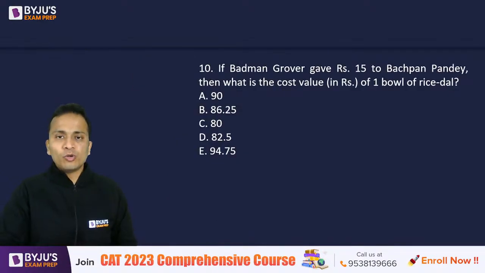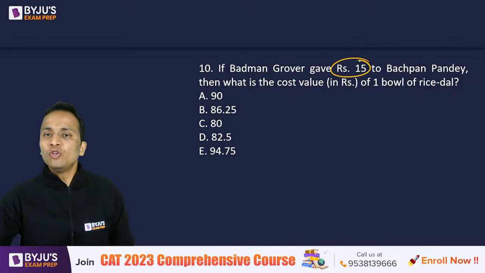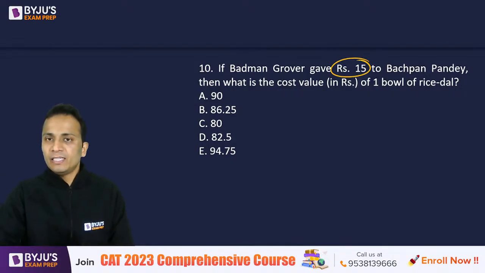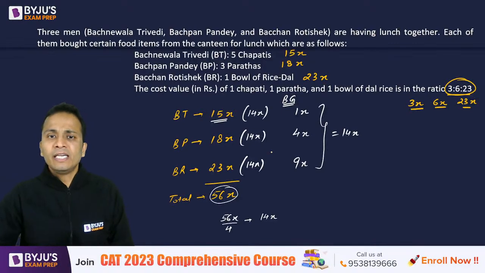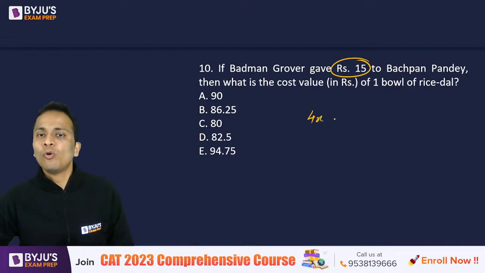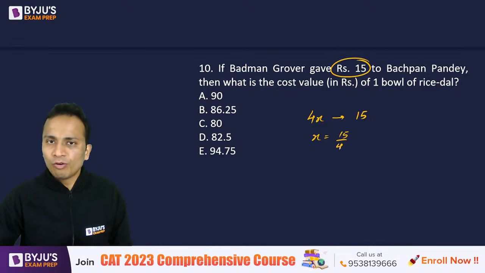Okay. So the question was, if Badman Grover gave rupees 15 to Bachchan Pandey. So Bachchan Pandey को 15 rupees दिया है. Now in terms of x, this is 4x. So I can say that the question is telling us that 4x is equal to 15. So the value of x will be equal to 15 upon 4, right? I've got the value of x.